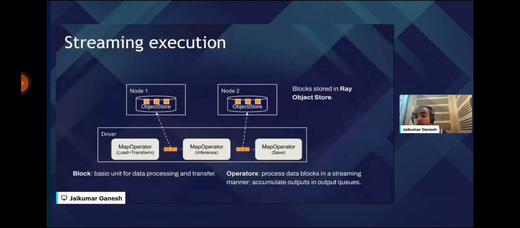One of the key concepts is streaming execution. So the basic data processing unit is a data block, a Ray data block, and these operators process data blocks and put them in an output queue. Because it is built on Ray and its object store, access to these data blocks is in the object store, so that between stages they don't need to be copied. The other aspect is that this map operator, the inference map operator, just like I mentioned before, doesn't have to sequentially wait for all of the read and transform operators to finish.